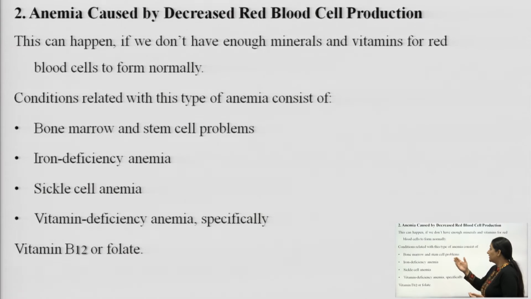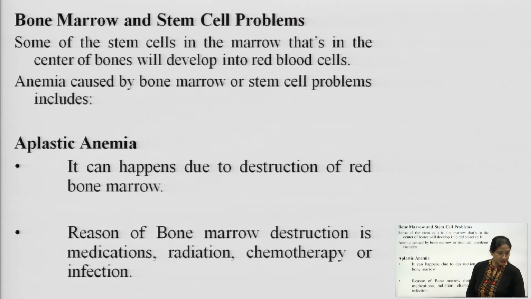The conditions related with this type of anemia are, number one, bone marrow and stem cell problem. I think if a person produces a lesser number of RBC, then it means there is some problem in the bone marrow or in the stem cell, as we will discuss in later slides. Number two, iron deficiency anemia. Third is sickle cell anemia. Fourth one is vitamin B12 or folic acid or folate deficiency anemia. Then we will discuss them one by one.